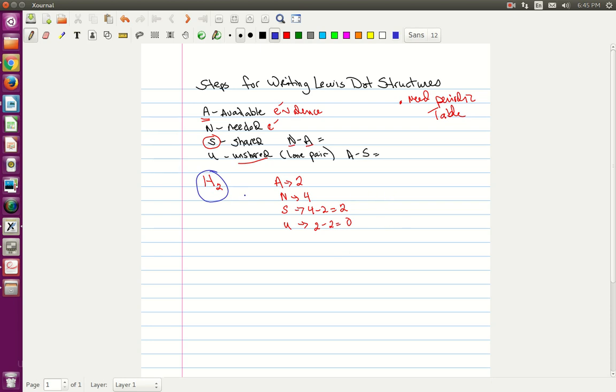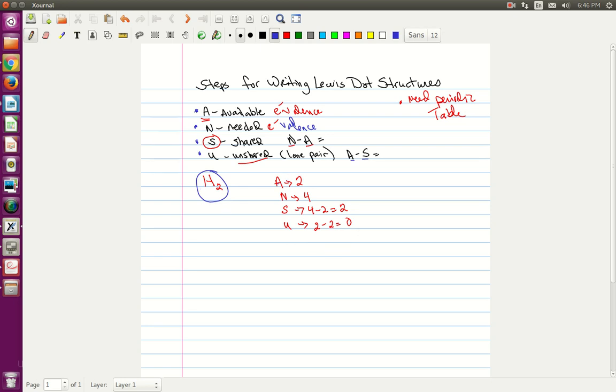So this is one of them. And here's all these letters. A stands for the electrons that are available. We're talking about the valence electrons. N stands for the needed valence electrons. We're always going to be dealing with the valence electrons because those are the ones that are getting shared or transferred and doing all the chemical reacting. S is for the shared electrons. And S you calculate by doing the needed minus the available, and U is unshared, or the lone pair, and that's going to be the available minus the shared.